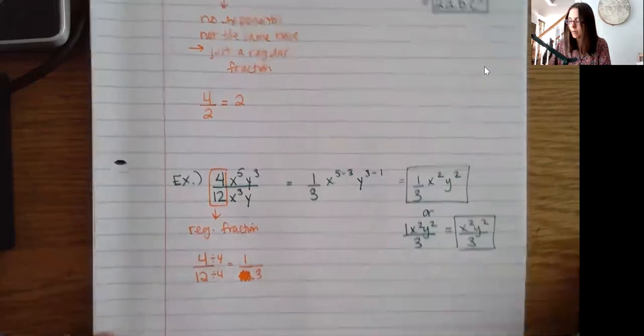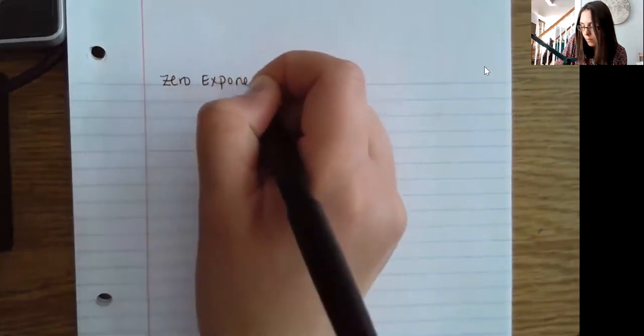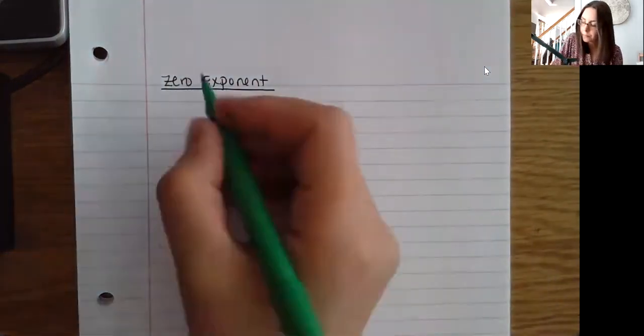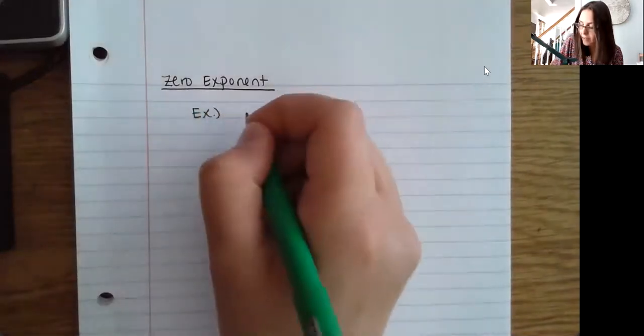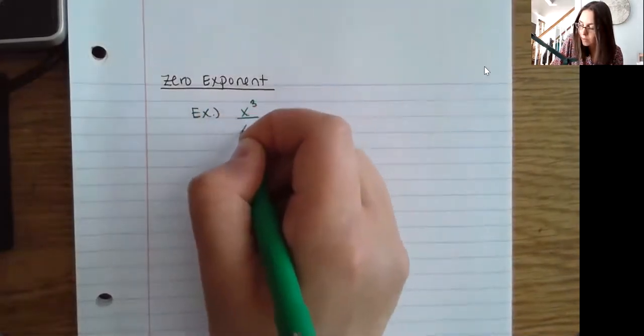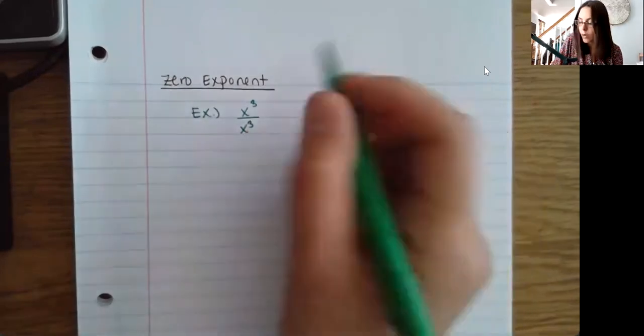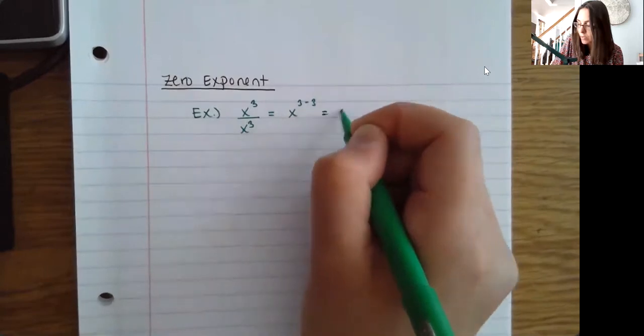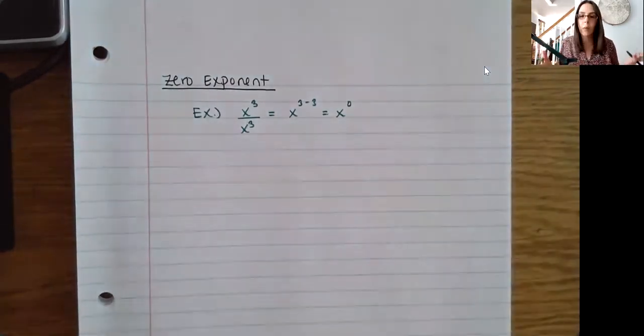Now, sometimes, when I'm doing this quotient rule in particular, I may end up with a 0 exponent. So for example, let's say I have x to the 3rd power over x to the 3rd power. So when I go to use my quotient rule and I subtract, I end up with x to the 3 minus 3, which is x to the 0 power. So how do I deal with that?